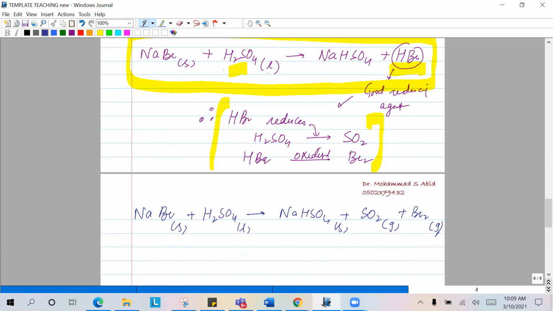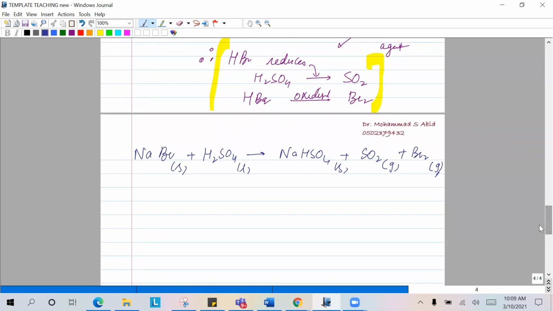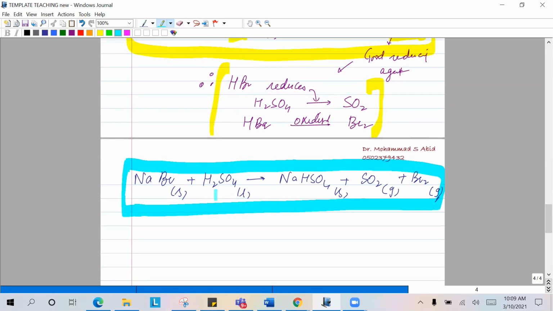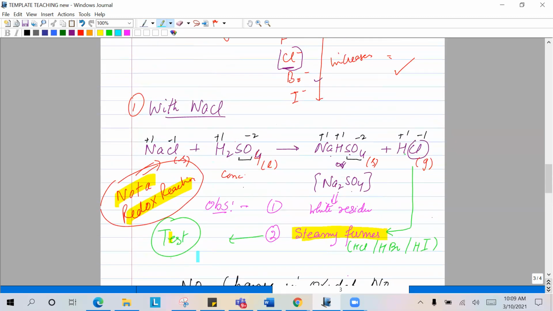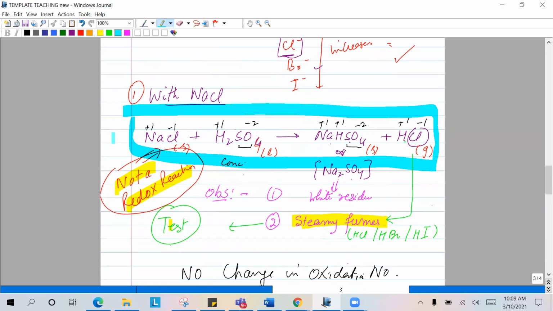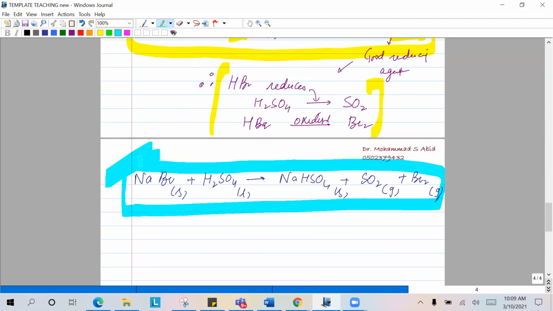Better to write gas. But if by mistake you write liquid, they may accept it. But better write gas because heat is being generated as concentrated H2SO4 is being used, so it will change from liquid to gas. So at the end, this is your final reaction. With NaCl, the reaction stops because Cl minus is a weak reducing agent, but here it goes one step further. So this is your final equation.